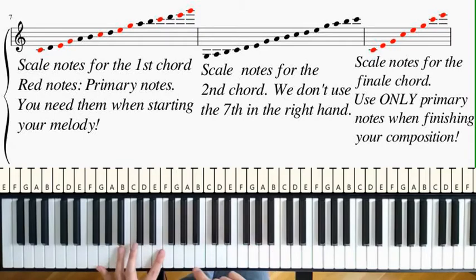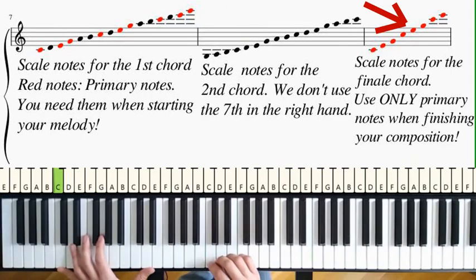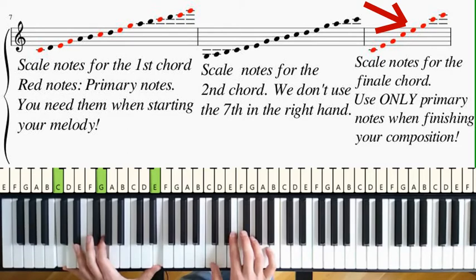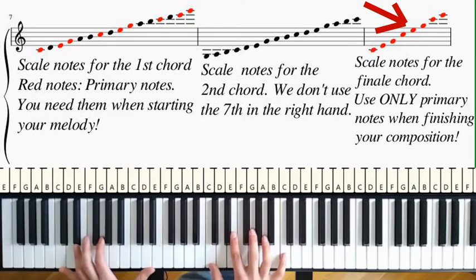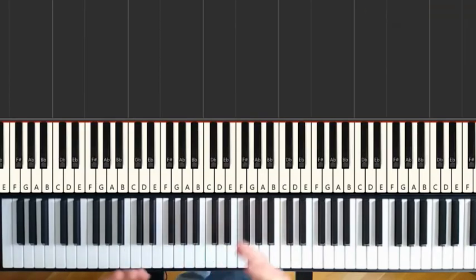The second chord was the G major 7th, and this is the scale. I'm using something like G major, but I take out the 7th, so it's disturbing for me. And for the last one, this is the resolution. We should use one of our primary notes or all primary notes, so C, E, G, C, E, G, C. So we have already found our scale notes for each chord.